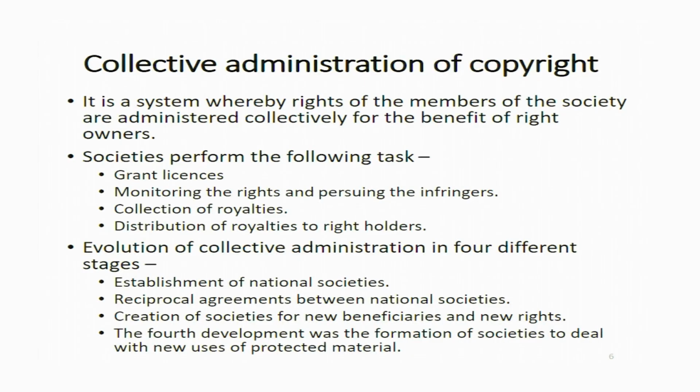Now, I can tell you that the society which works for music, Indian Performing Rights Society, IPRS, has reciprocal agreements with not less than 164 countries. That means simply by joining IPRS, you get the benefit of 164 markets. Now you have societies working in 164 countries and trying to get licenses arranged in relation to your works, trying to pursue infringers. So that is a very significant development in relation to copyright societies. So, first stage is when national societies were formed. Second stage is when these national societies started entering into reciprocal agreements. Third is when new societies started coming into existence for the benefit of new beneficiaries and new rights.